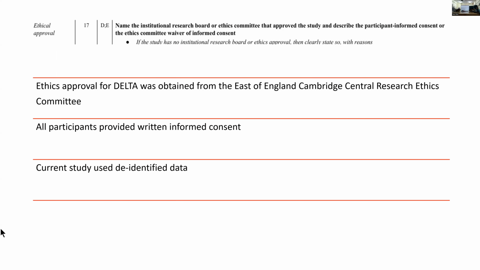Ethical approval. The study obtained ethical approval from the England Cambridge Central Research Ethics Committee. All participants provided informed written consent, and the study used de-identified data for each participant.